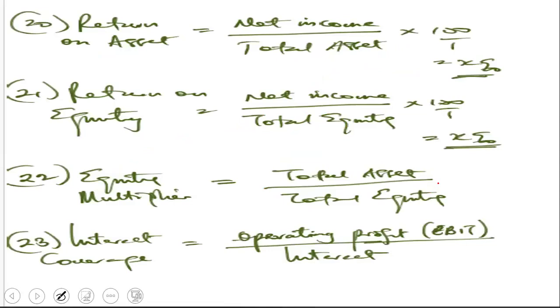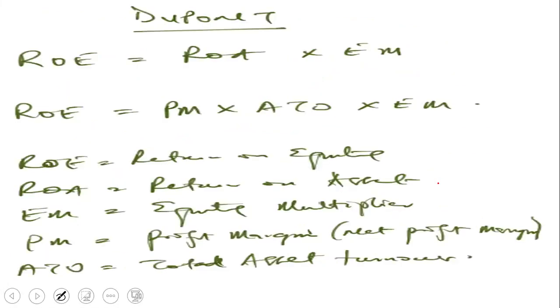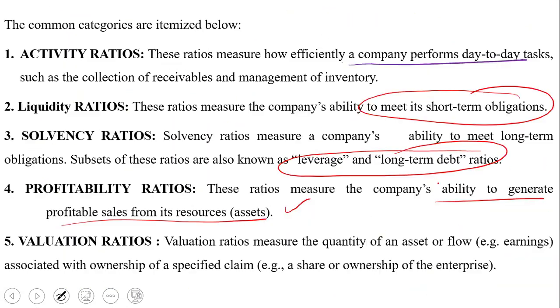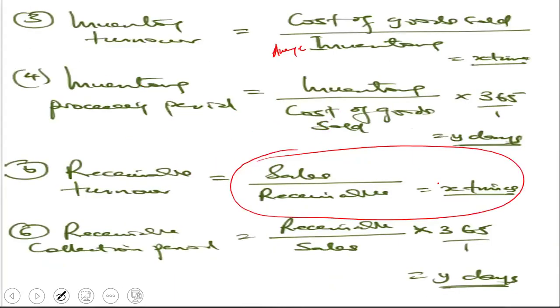Now, we also have the other ratios, where we talk about return on assets, return on equity, equity multiplier, interest coverage. All these ratios also underline what we need to know. Then we have this for an advanced stage, which I want you to have as knowledge. Now, in looking at these ratios, I want to bring your mind back to what we have here as activity ratio.